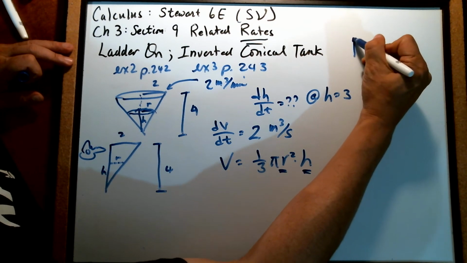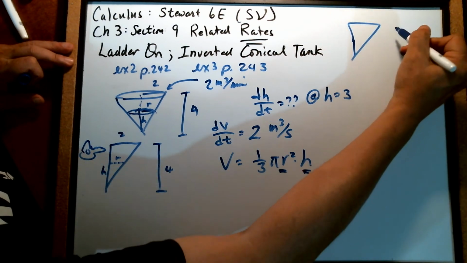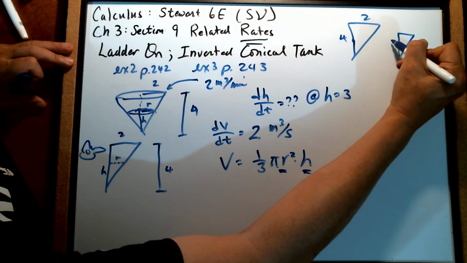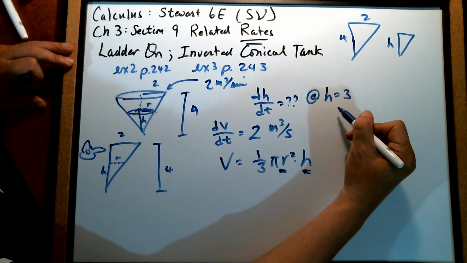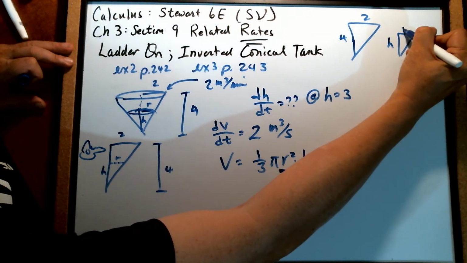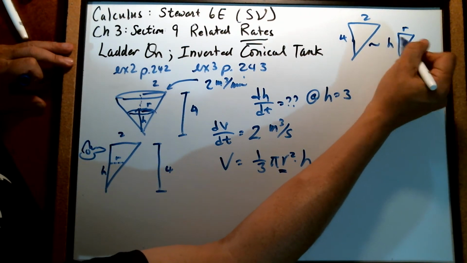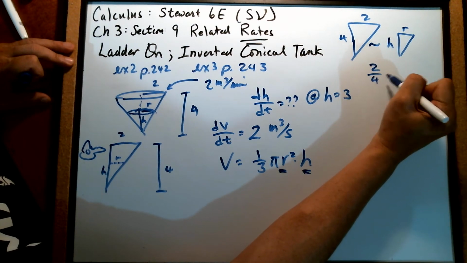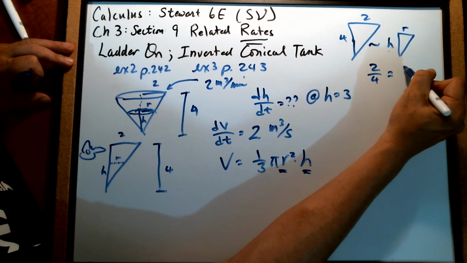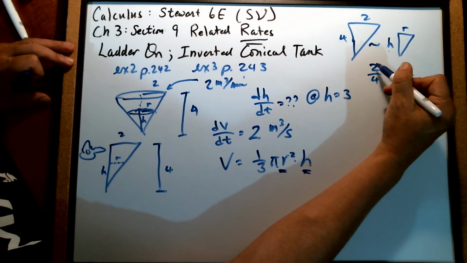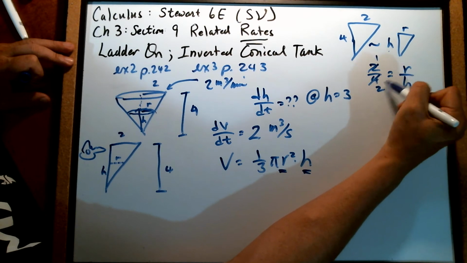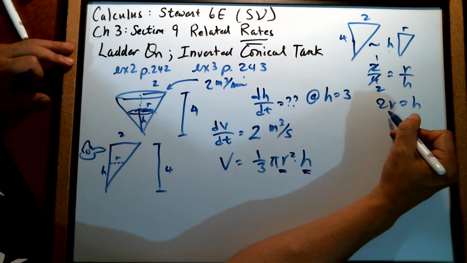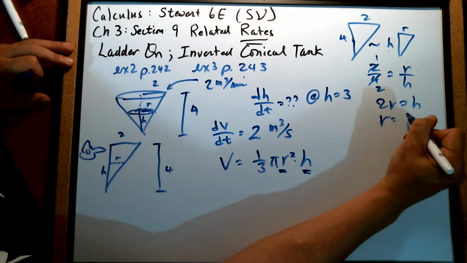let's draw the picture out again, nice and neat. That's 2, that's 4, that's my height, and that's what I'm looking for, by the way, right? And that's my radius. So these 2 triangles are similar. That means they are in proportion. 2 over 4 is equal to r over h. Cancel those out. 1 and 2 cross multiply. 2r is equal to h. And you want to solve for r, so r is equal to h over 2.